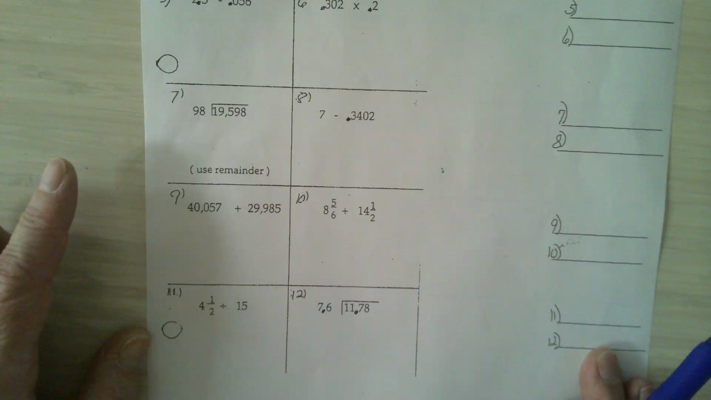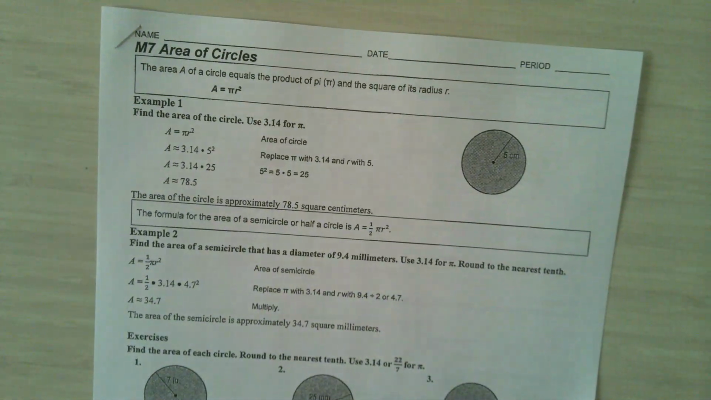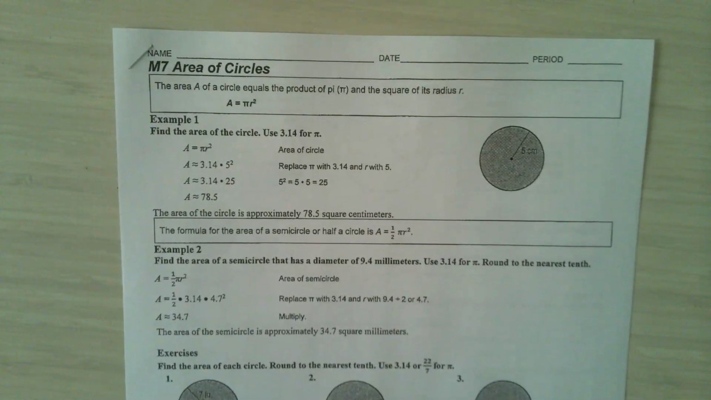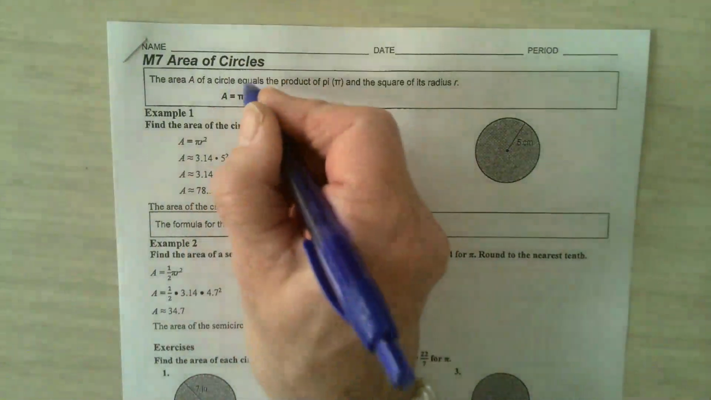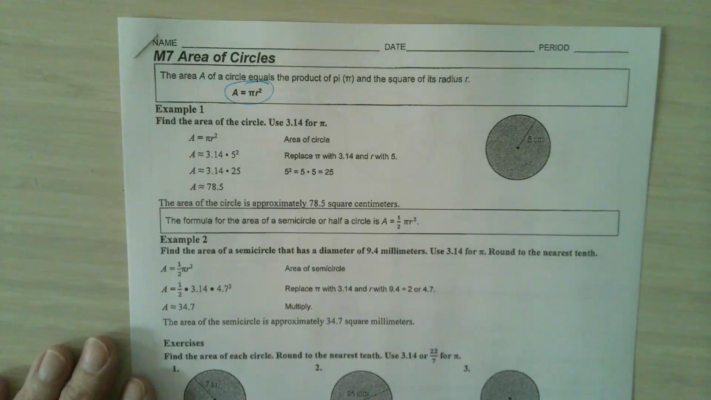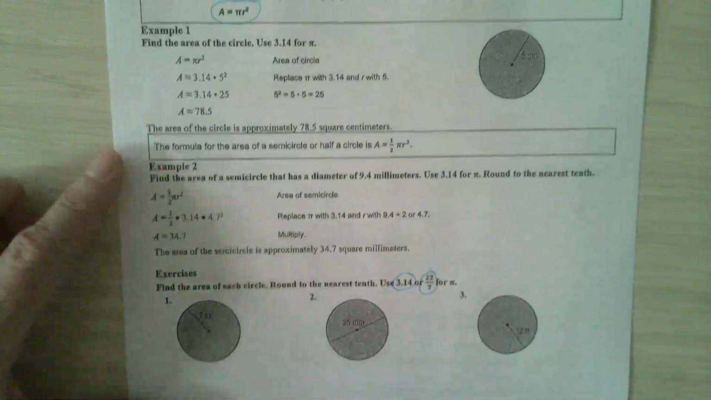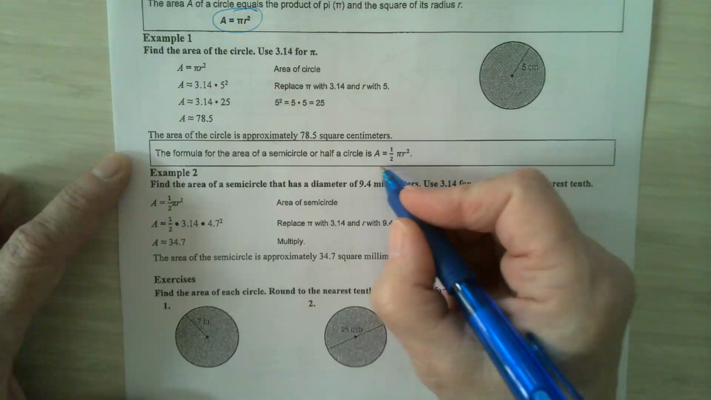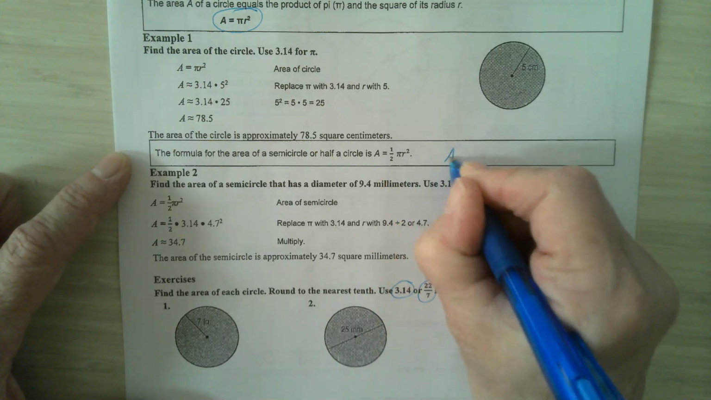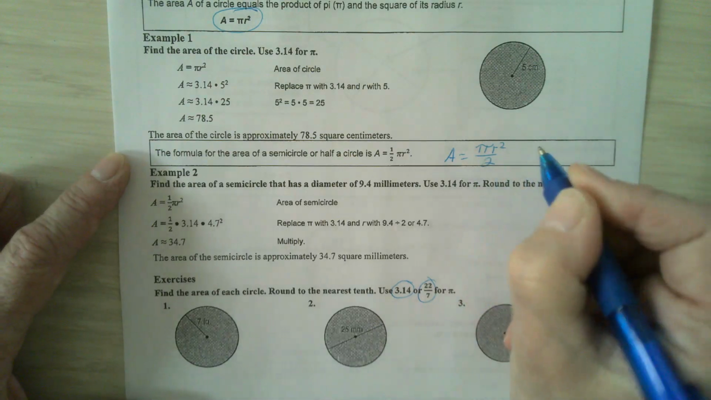Once you're finished, then you are going to go ahead and get the packet on area of circles. This reviews what you learned yesterday. The formula for the area of a circle is pi r squared. You are to use 3.14 or 22/7 for the value of pi. If you're doing half of a circle, they have the formula area equals 1/2 pi r squared, or the way I like to do it, area equals pi r squared divided by 2.